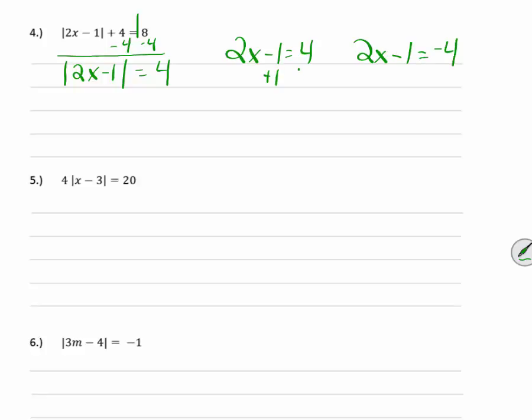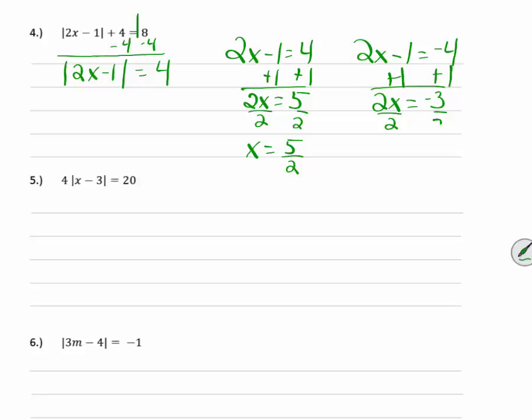So add 1 to both sides, 2x equals 5. Divide by 2, so x is 5/2, and remember we're going to keep these as improper fractions. Add 1, 2x is -3, divide by 2, x is -3/2. And then we're going to write it as a solution set. I like to put the smallest first, and then the biggest. So -3/2 and 5/2, and we'll worry about a check later.